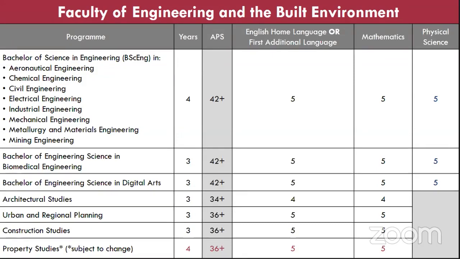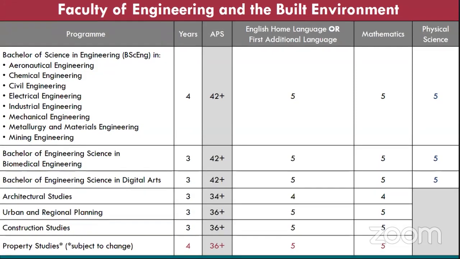Please keep in mind, if you're going to go into architectural studies, you will be required to submit additional requirements. They will either ask you to send the drawing and also maybe do an interview. So you will have to do some drawing exercise there to submit in order to meet the entry requirements. Now, urban and regional planning, construction studies, as well as property studies is 36 APS, maths, English at levels 5. Please note the built environment doesn't have a science requirement, but that doesn't mean that if you do physical science, we won't count it. We'll just count it as any other subject.